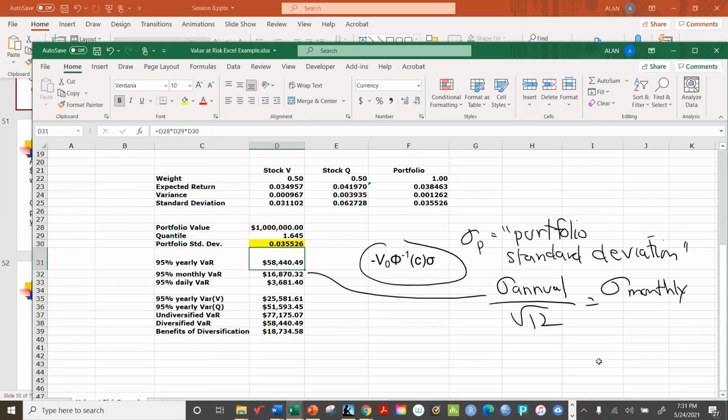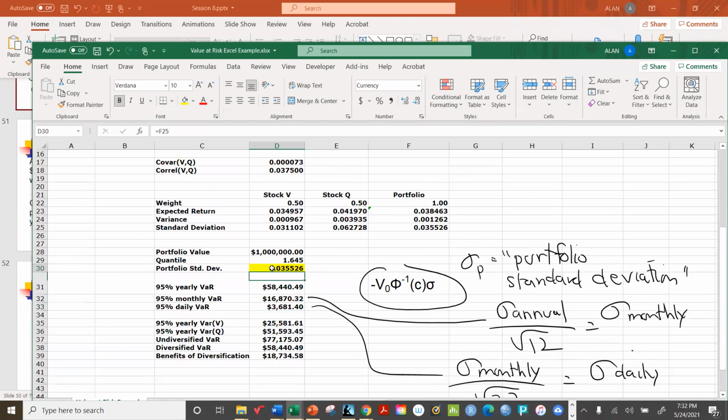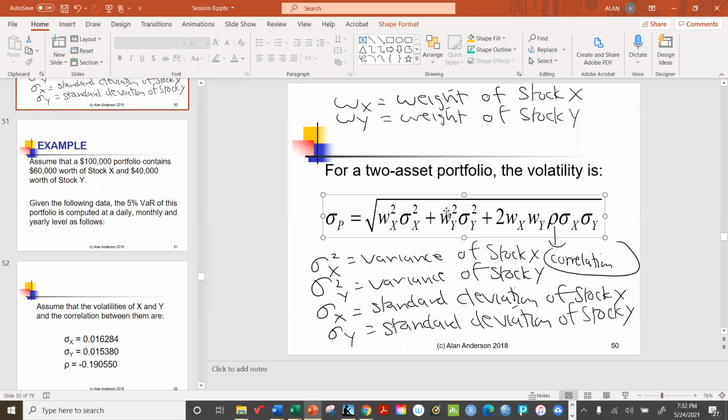And then monthly can be converted to daily by dividing by the square root of 22. In other words, I can go both directions when I use the square root of time rule. I can extend the time horizon and I can shrink it. So that way I can have the yearly VAR, monthly, and daily as I see fit. So this formula, this is actually this formula right here.